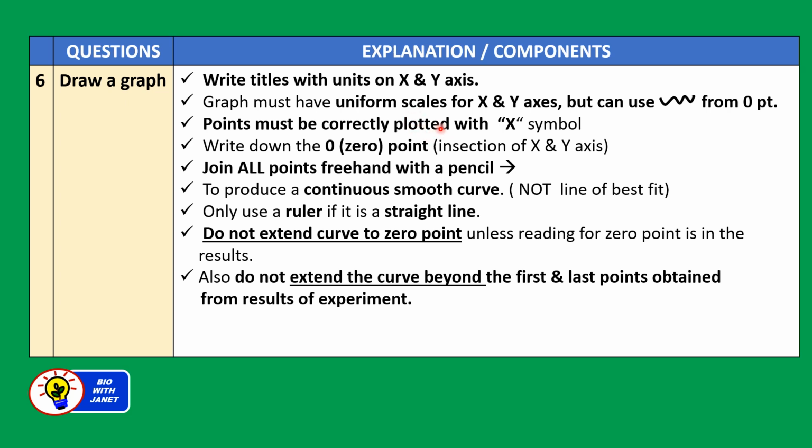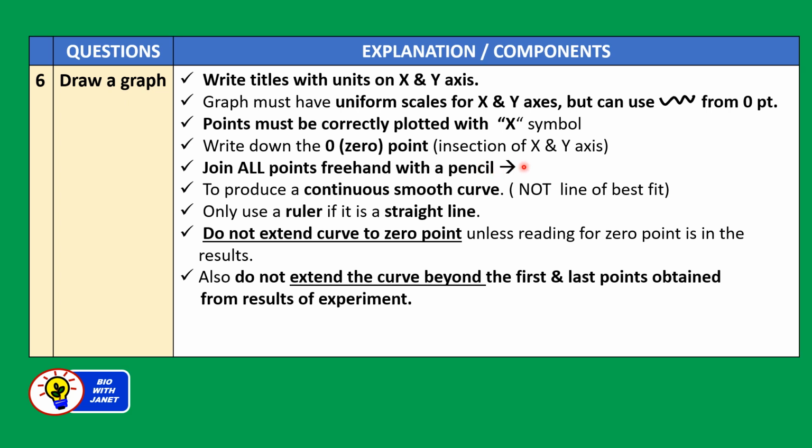That means it's evenly spaced out according to the numbering on the scale. Then the points must be correctly plotted from your set of results from the table, and then join all the points freehand with a pencil.